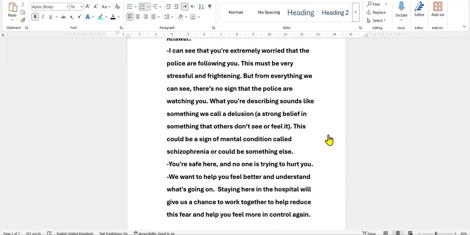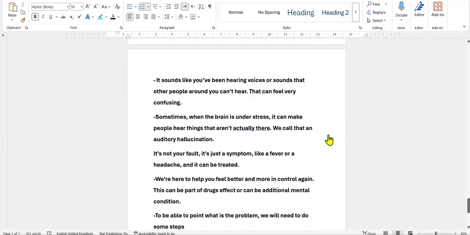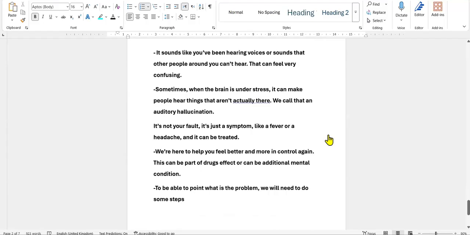All right. In terms of hallucinations, you can tell the patient. So hallucinations means that the patient hears voices or sees persons or feels or can smell things that are not real. Okay? So you tell him, it sounds like you've been hearing voices or sounds that other people around you cannot hear. That can feel very confusing, Alex or Jack.